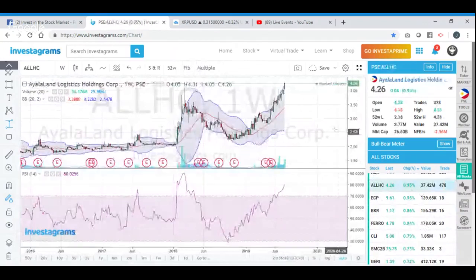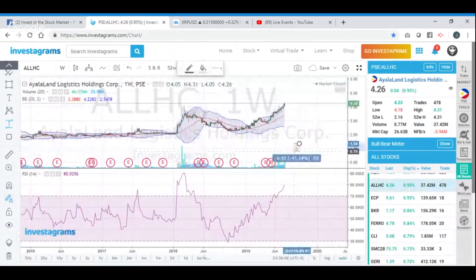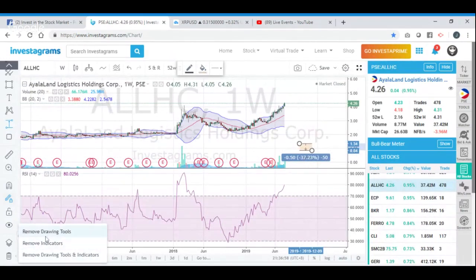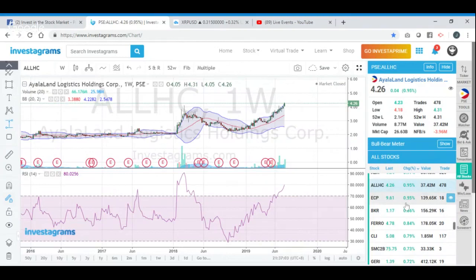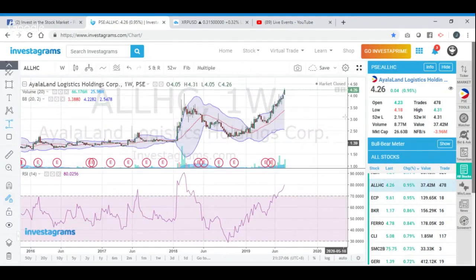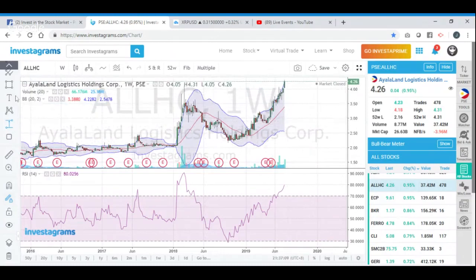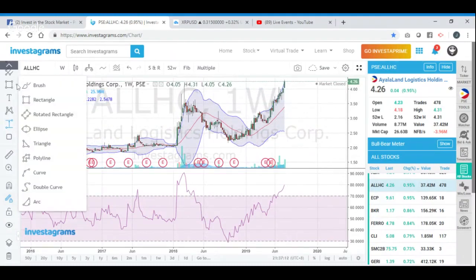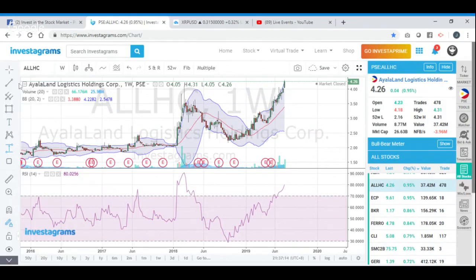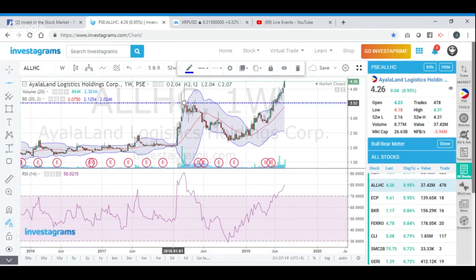Ayala Logistics, it's already very high, but again, this is Ayala. If you want, you can enter the trade as an investor. But this is already very high. If it will retrace, the next possible area as a support is here. This could be a possible area of support. Okay, 3.52 or 350 area.